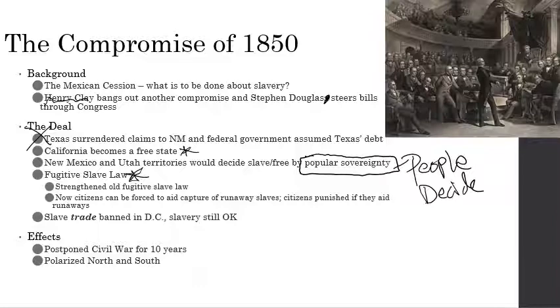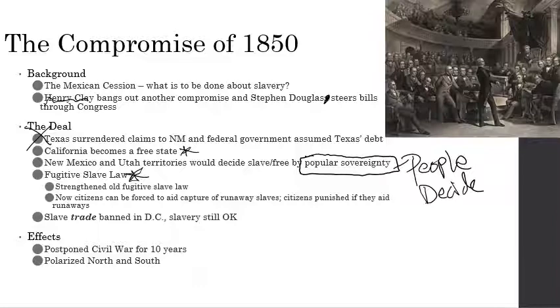Also, judges, if you found someone that you thought was a runaway slave, they would go before a judge, and the judge, I can't remember the exact numbers, but they would get paid something like $5 if they determined the person was a free person, and then like $10 if they returned a slave. So there was like this financial incentive to determine that people were slaves. Didn't really make it very fair.